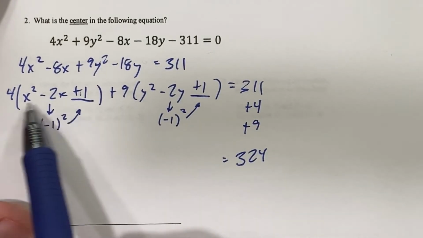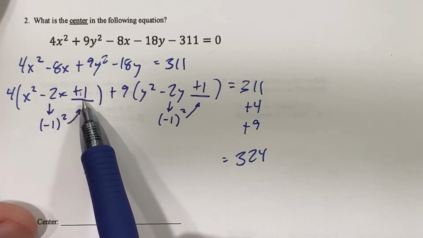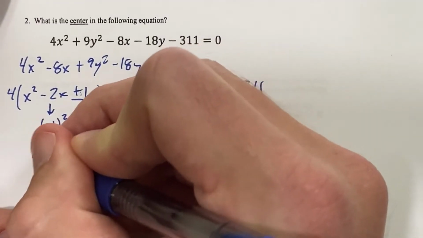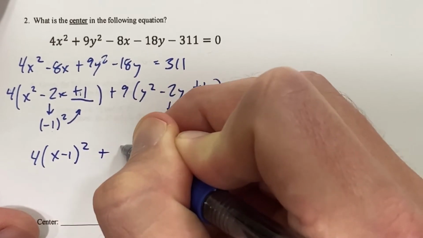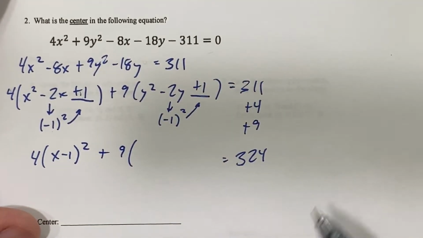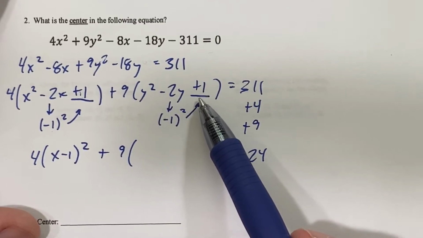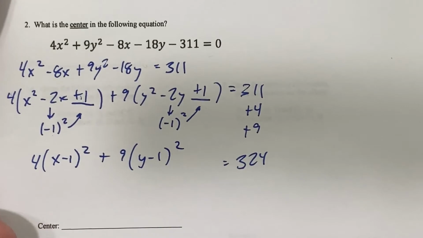And right here we're going to factor. What two numbers add together to give me -2 and multiply to give me +1? -1 and -1. So I'd be left with 4 times x minus 1 squared plus 9 times, two numbers that add together give me -2, multiply together to give me +1, -1 again.